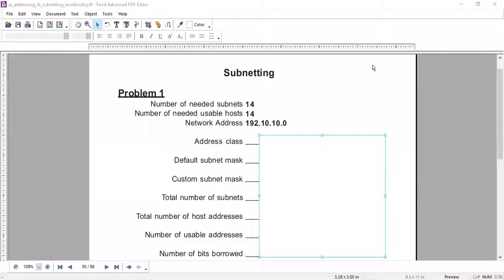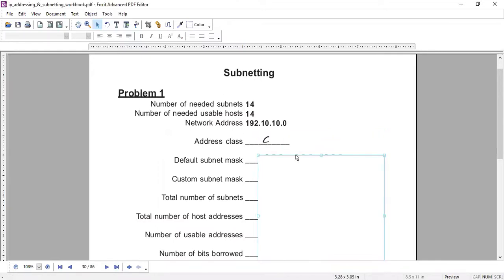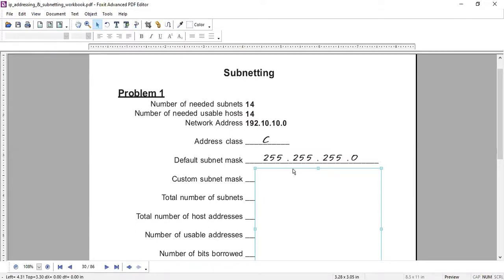Okay, we'll see. This is a bit different type of question. The number of needed subnets is given, then the number of needed usable hosts is given, and the network address is also given. So the address class is class C because we are starting with 192. The default subnet mask is 255.255.255.0. The custom subnet mask means you have to take some bits from the host part to create 14 subnets.